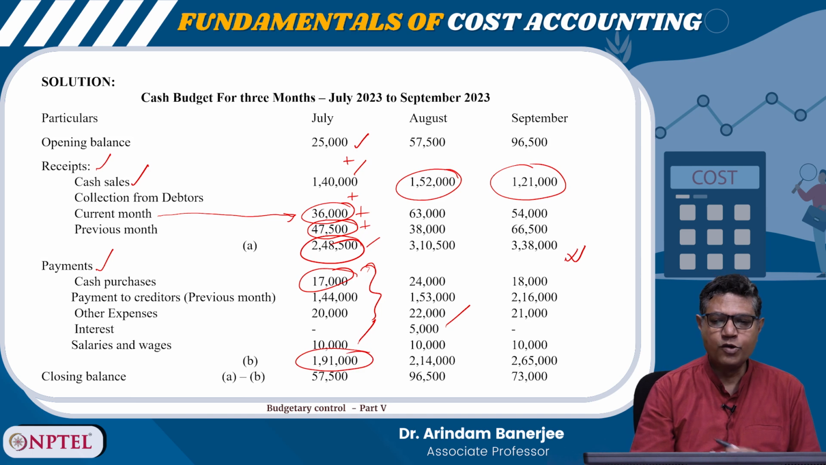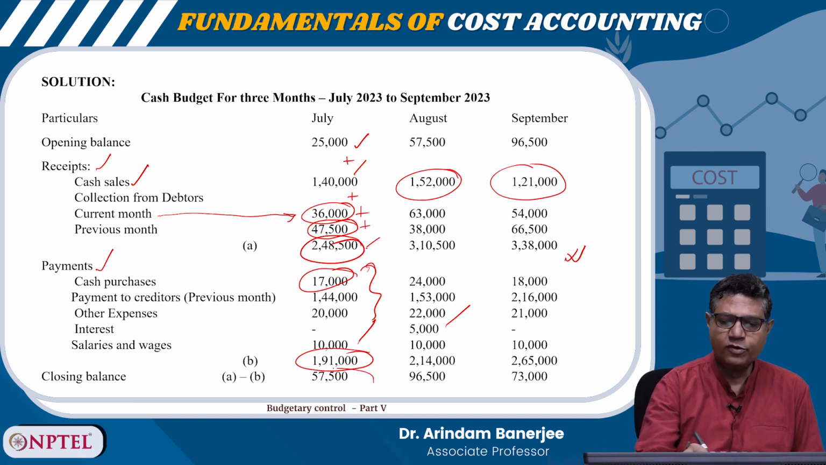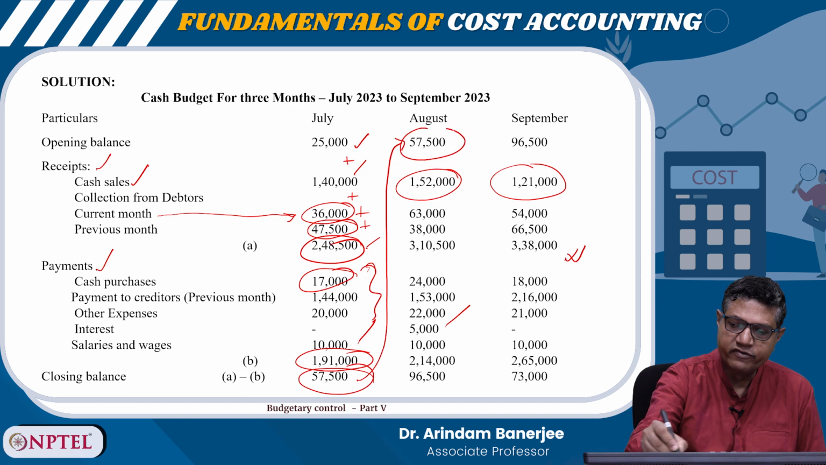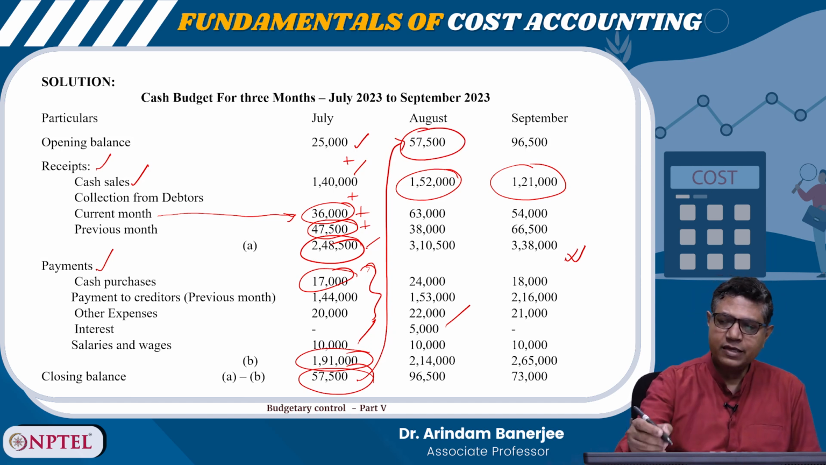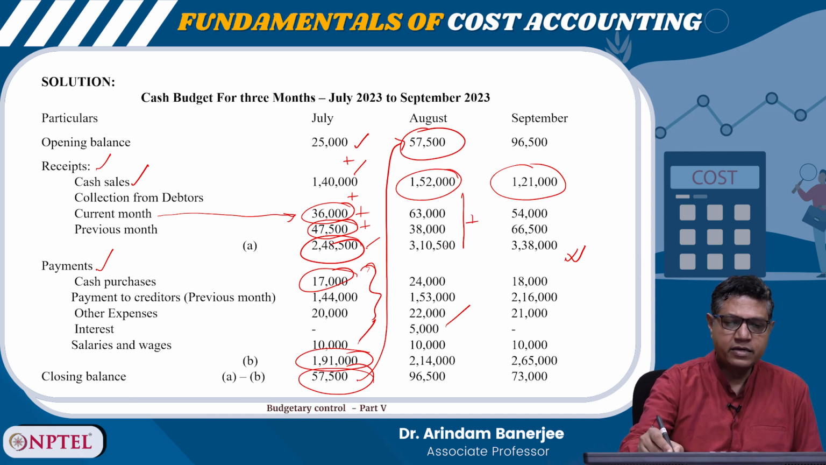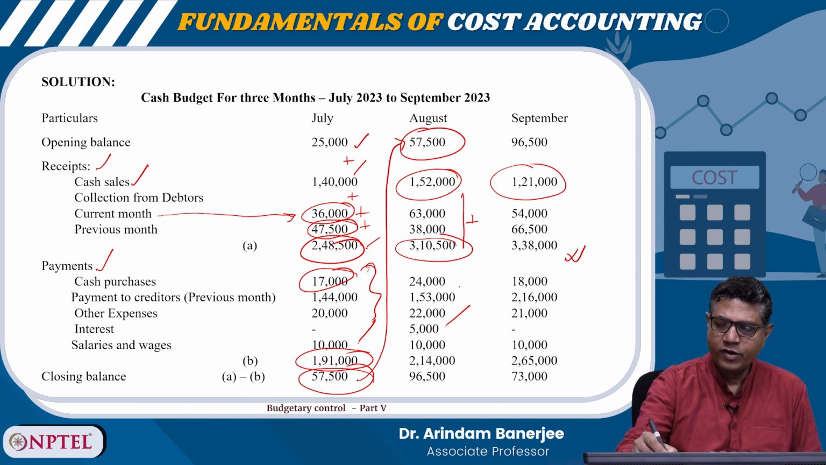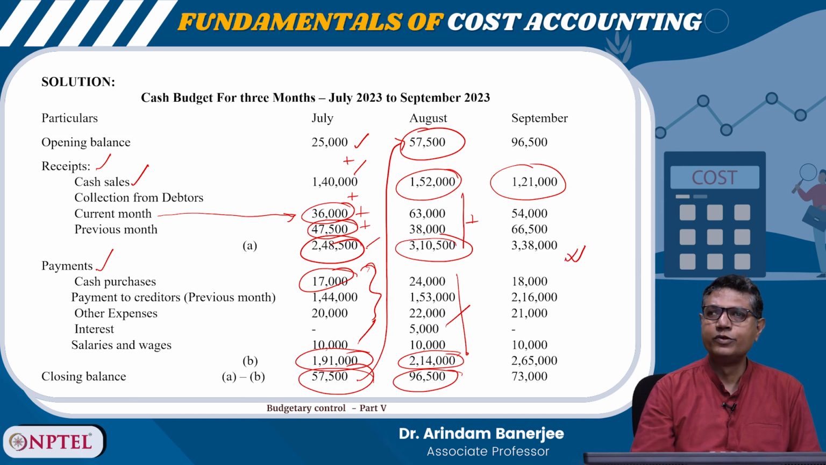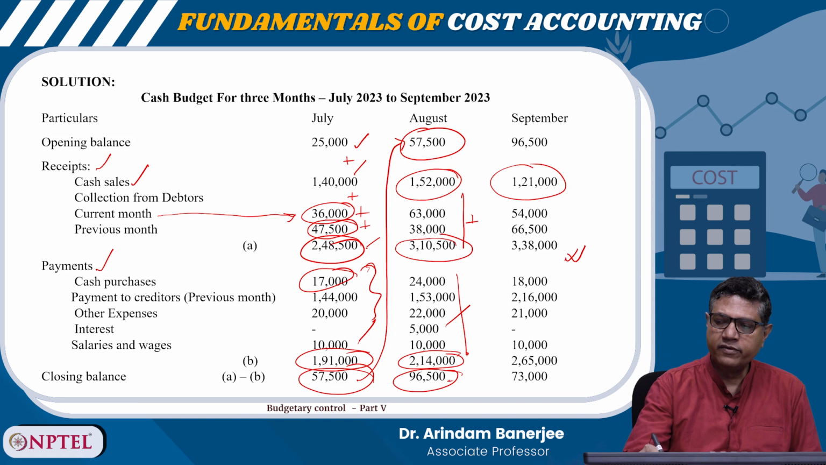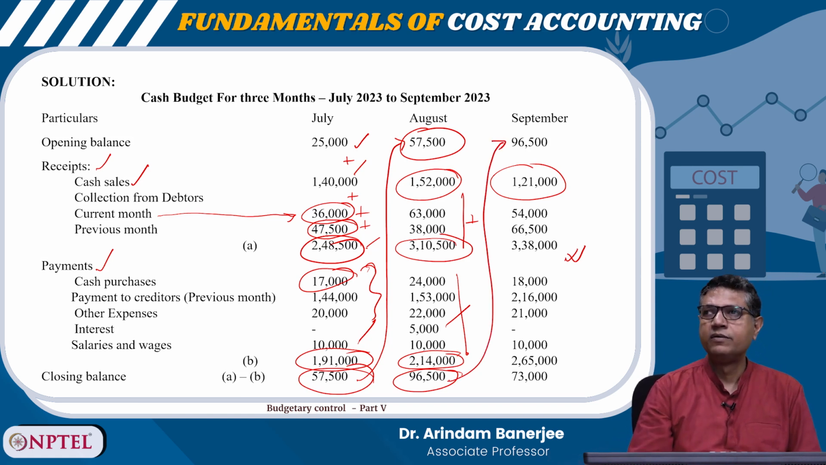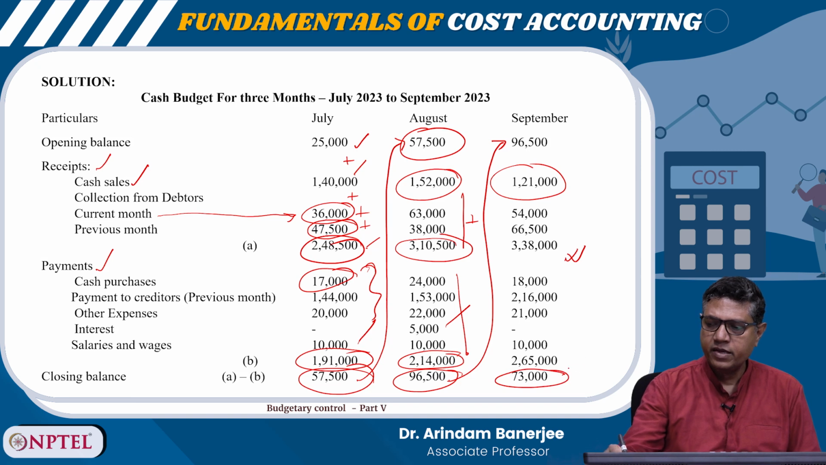Now if you deduct the total payment from the total receipt, you get the closing balance, 57,500. This closing balance in July will be the opening balance in August, so it will be shifted here. Again, in the same way, all the receipts will be calculated and added to get the total receipt. All cash payments will be calculated and added to get the total payment, and then we get the closing balance. This closing balance in August will again be the opening balance in September. Finally, the closing balance at the end of September is coming to 73,000.